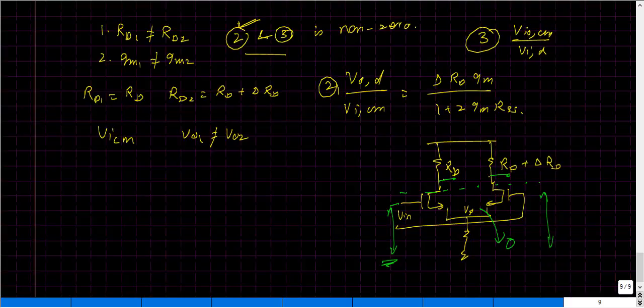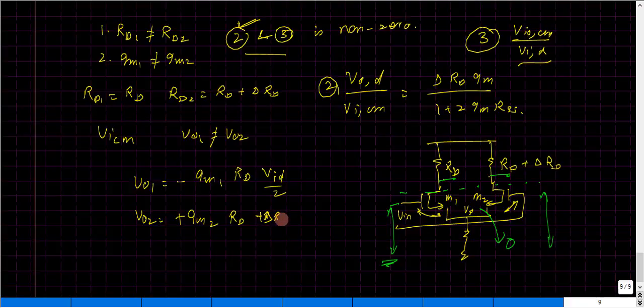So once I know this, I can apply this differential input, and what we will get across output VO1 would be minus GM1 RD, and since it is symmetric, this VID will get equally divided across the M1 and M2 gate to source. So what I have here is VID by 2, whereas VO2 is defined as plus GM2 times RD plus del RD, times VID by 2.